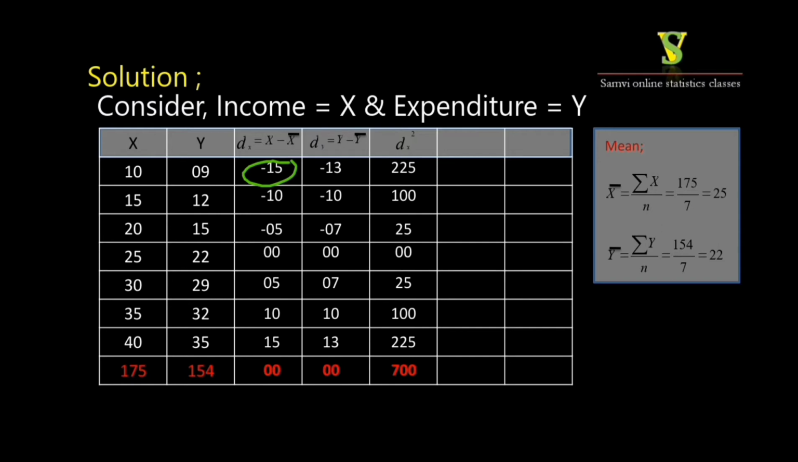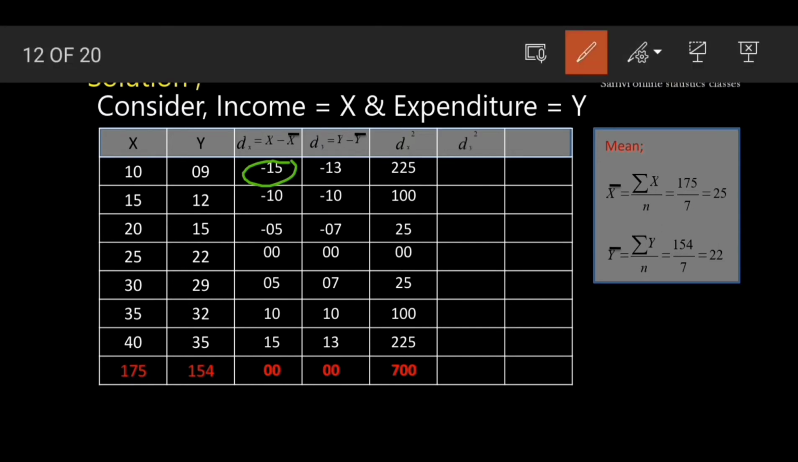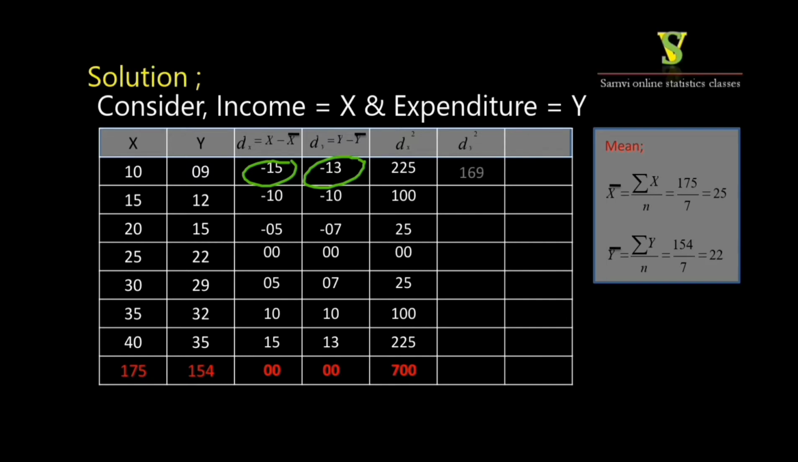Now you have to find out what is dy square. So here dy is nothing but minus 13. Getting? So you have to make the square, minus 13 square. That means minus 13 into minus 13. So if you make the square, we get here 169. Minus 10 square is 100. Minus 7 square is 49. 0 square is 0. 7 square is 49. 10 square is 100. 13 square is 169. If you take the total, that is 636.